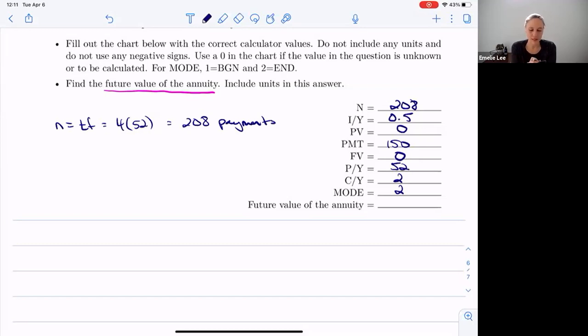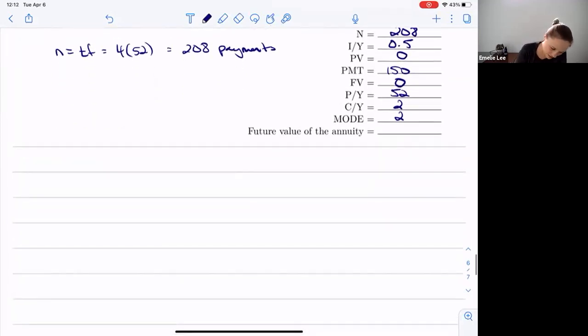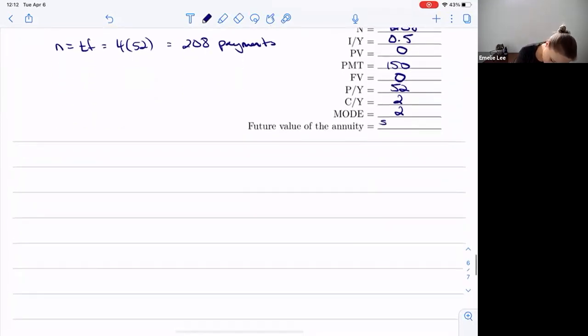Payments per year, 52, enter. Compoundings per year, 2, enter. Compute future value. I get, with units, $31,512.18.